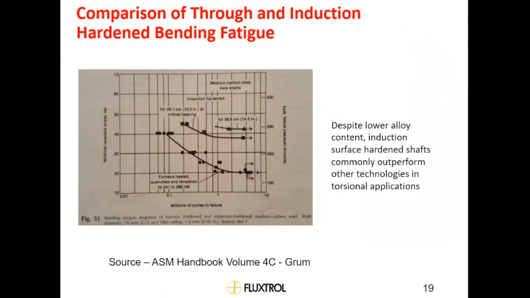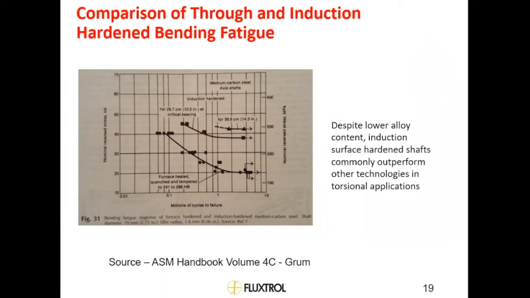So here's another study. Again, this is from a great handbook, ASM Volume 4C. This article is written by Professor Janis Grum, who's done a lot of great metallurgical work on induction heat treating over the years. So here's another case where the induction hardened component significantly outperformed the other heat treating methods tested. So people have known that for torsional applications, induction heated components generally perform better.